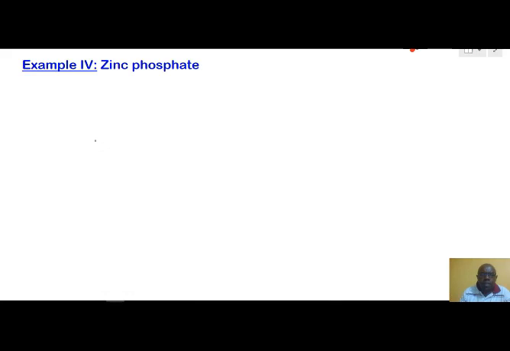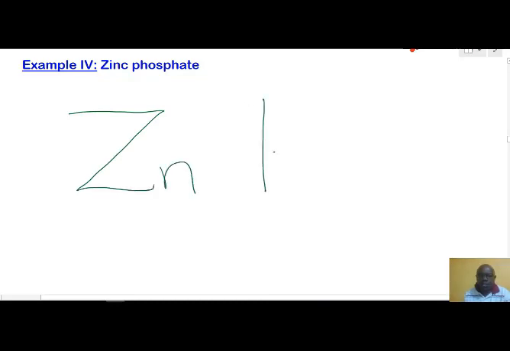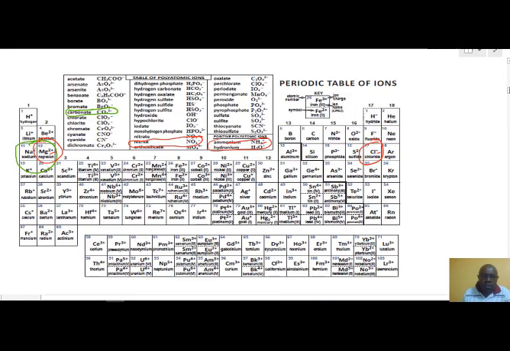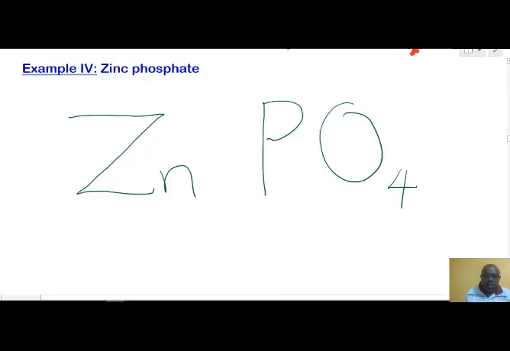In the next example, we write the formula of zinc phosphate. In this case, the cation is zinc and the zinc is Zn. The anion is phosphate and phosphate is PO4. From the periodic table, we locate zinc and phosphate. Zinc is here, has a charge of 2, while the phosphate is here with a charge of -3. Therefore, we have a +2 there and a -3.